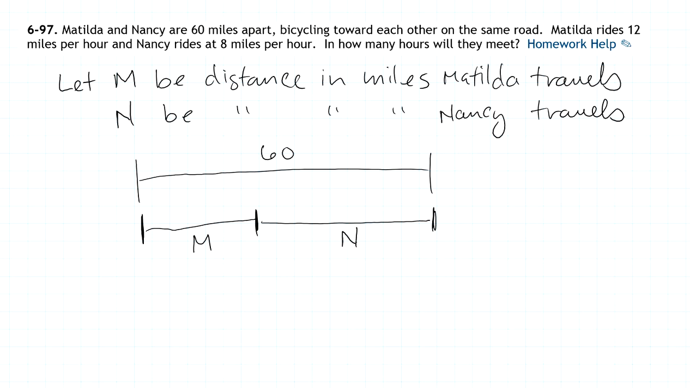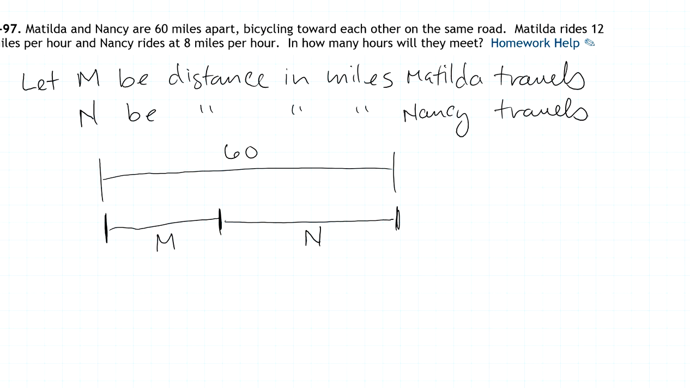And the other equation I have probably comes from the fact that distance equals rate times time. I know that for any of these settings, the distance traveled equals the rate that you're traveling at times the amount of time that you're traveling at that rate. So the distance that Matilda travels, which is M, is equal to her rate, which is 12 miles per hour, times t. And I can also say that the distance Nancy travels, because her rate is 8 miles per hour, is 8 times t.